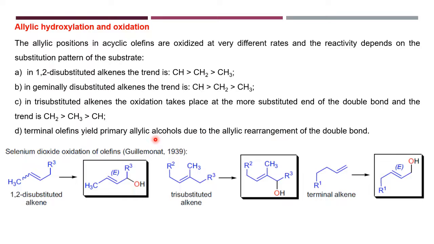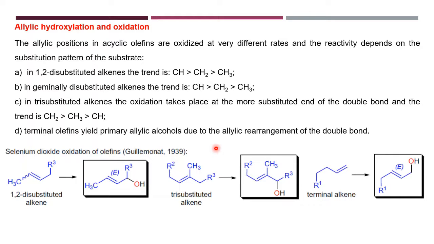So, for the first example, that is A, we have been given this general alkene. So over here the trend will be CH greater than CH2 greater than CH3. And as we can see, CH3 is not oxidized, but rather it is the CH2 that is getting oxidized.